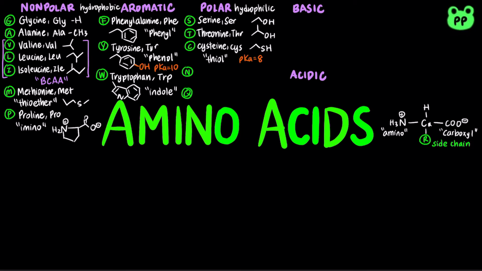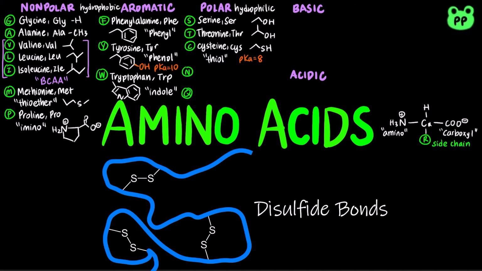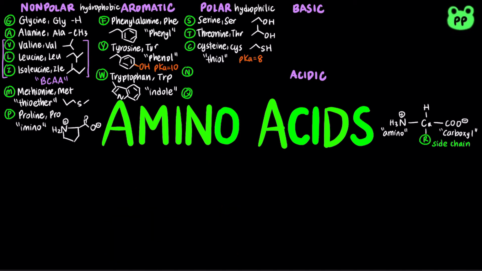Cysteine is a weak acid that is readily oxidized to form disulfide bonds, which play a special role in the structure of many proteins. N stands for asparagine, abbreviated as ASN, and Q stands for glutamine, abbreviated as GLN. Both asparagine and glutamine have amide side chains attached to 1 and 2 carbons respectively. There are 3 basic amino acids abbreviated as KRH.